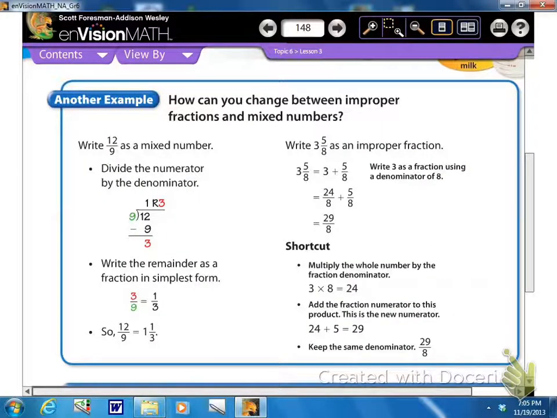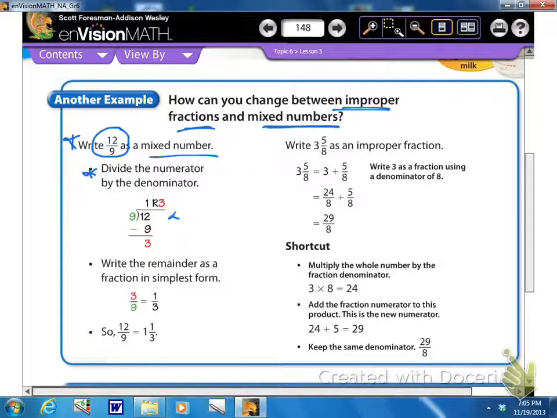Okay, look back on page 148 at another example. This lesson really is trying to teach you how you can change improper fractions into mixed numbers or mixed numbers back into improper fractions. So they have the first example over here. I've got 12/9, and they want to change this improper fraction to a mixed number. In order to do that, you need to divide the numerator by the denominator. Remember how we said a fraction could be written as a division problem, and it's always the top number, here we are in the box, 12, divided by, outside of that, the 9.